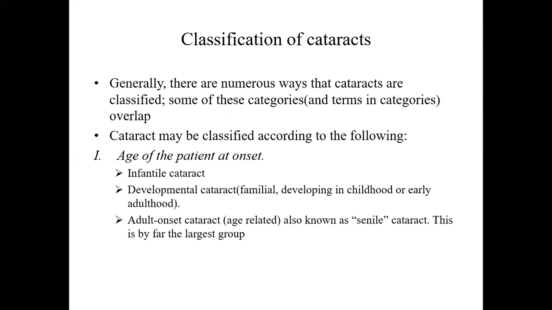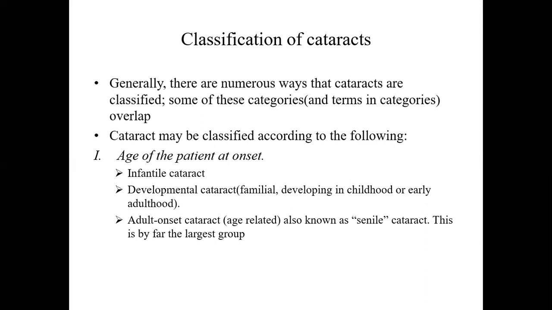Then we have classification. Cataracts can be classified according to different things. Generally, there are numerous ways that cataracts can be classified, and it can be according to age, as we said in the previous slide. So, age of the patient at onset. If the child was born with a clear lens, but probably at 2 years develops that cataract, we can call it infantile cataract.